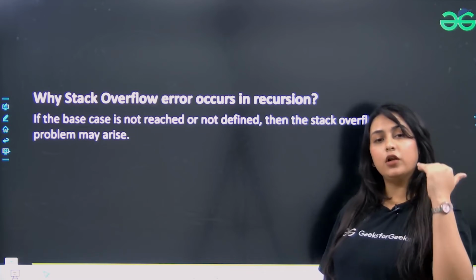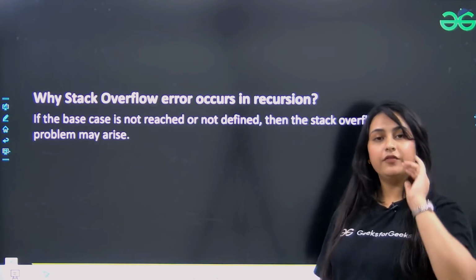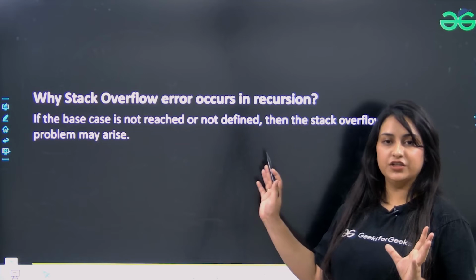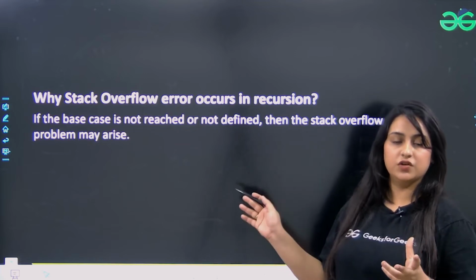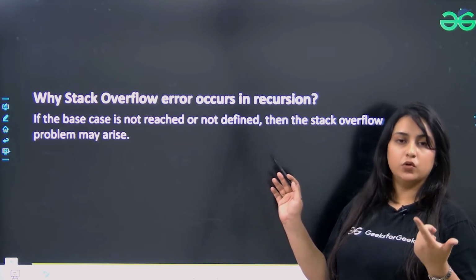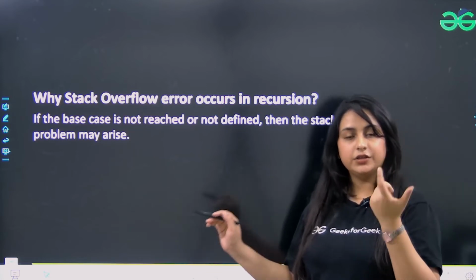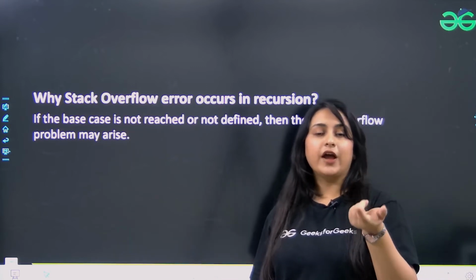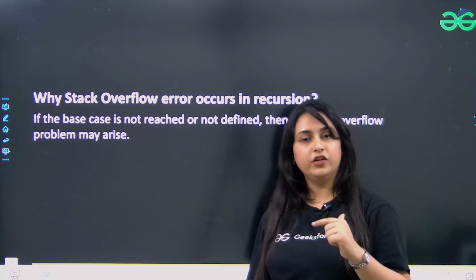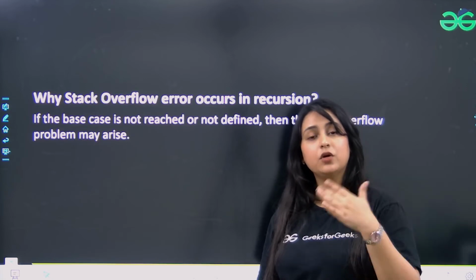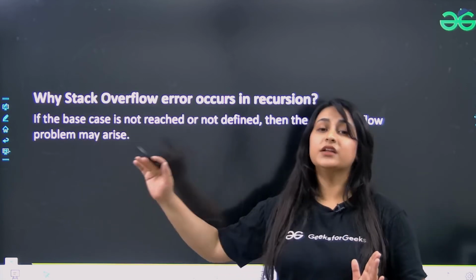The function call will go on and on and on. If I would not have written that condition that if n is less than or equal to 1, return 1, then what would have happened? Fact of 1 would have called fact of 0, then fact of minus 1, minus 2, and this will go on and on till minus infinity, okay?